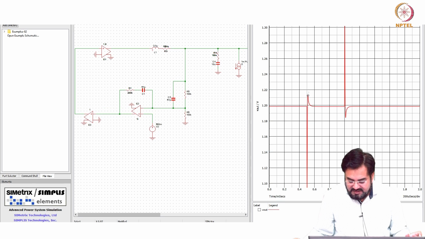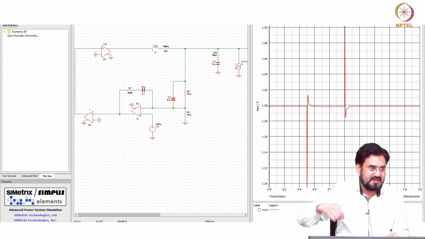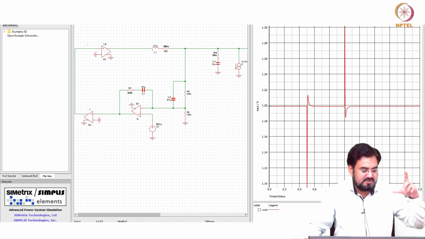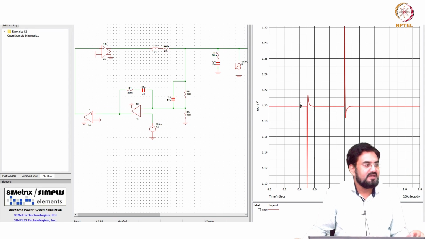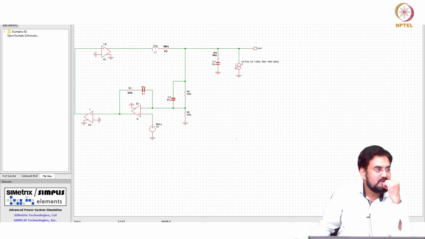So you get a little, like you see here, peaking and then undershoot. So this is mostly coming because, if you remember, around resonance you have that peaking. If you reduce that peaking, then you can get a better response. So how can you reduce that peaking? Reduce the Q.